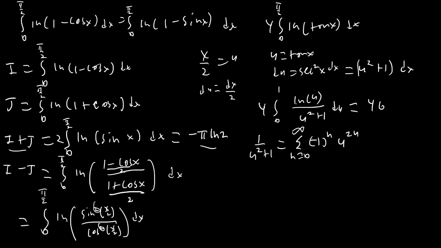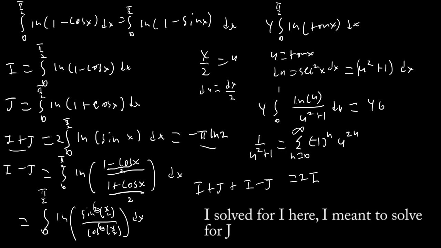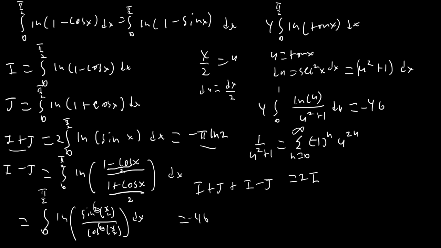So if we take I plus J plus I minus J, we're going to get 2I, right? Which is also equal to negative 4G minus pi ln 2. So overall, that's 2I, so that means I equals negative 2G minus pi over 2 ln 2.